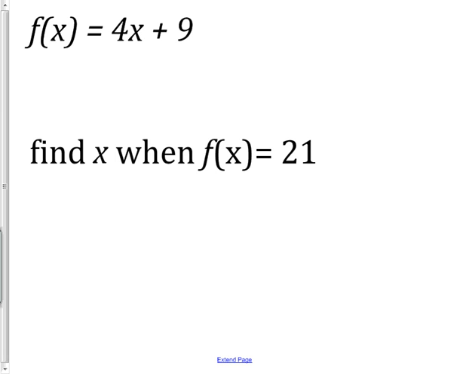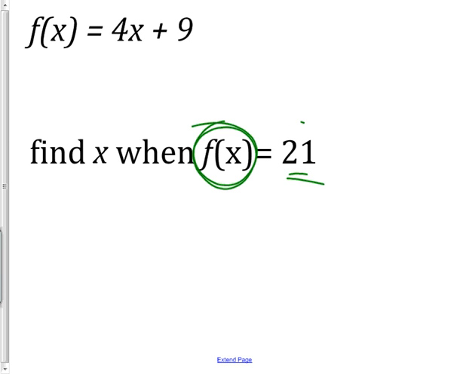Okay, here's another one. F of x equals 4x plus 9. Find x when f of x is 21. Wait a minute. Last time they were telling me a number to stick in for x. Do you see how this is different? They're not telling me a number to stick in for x. They're telling me f of x. Now remember, what's f of x the same as? So basically they told me y is 21. They didn't tell me x, they told me y. You see how if you tell me x, I can stick it into the x. If you tell me y, I can stick it in for the y.